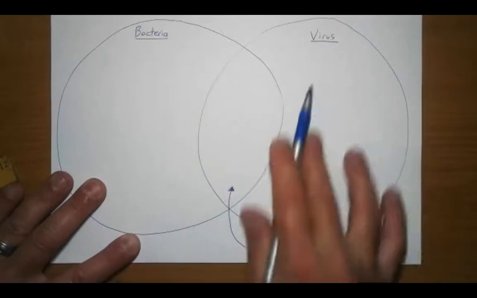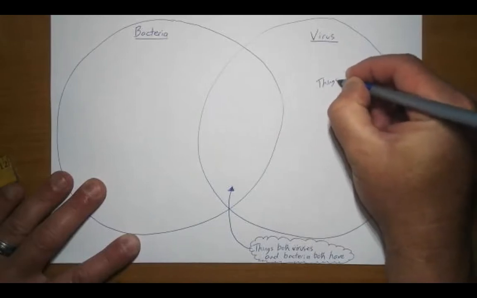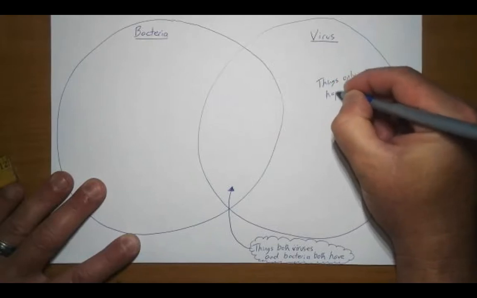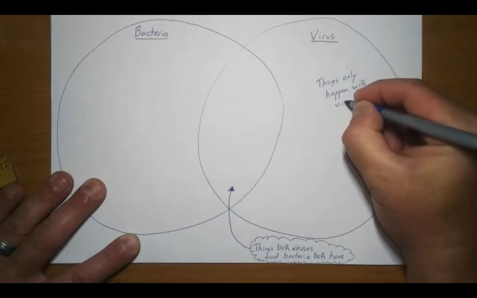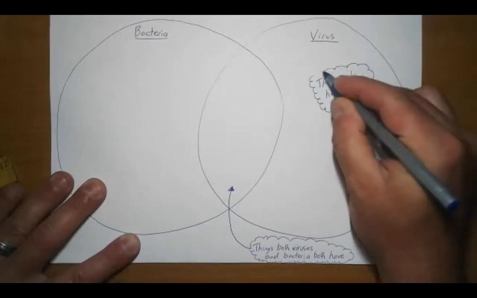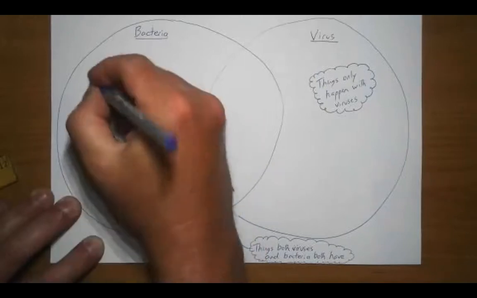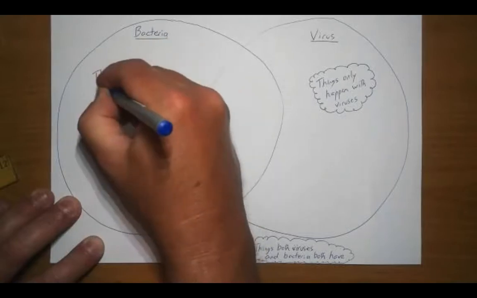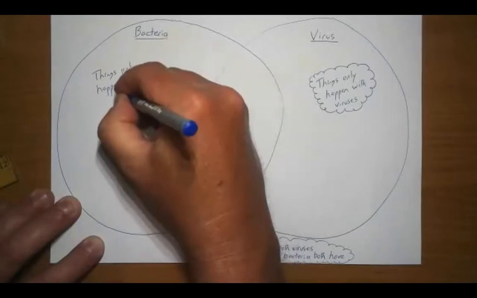If it's something that's only to a virus, that's going to go in here. So over here are things that only happen with viruses. Clouds. Okay, so then what's over here? Well, there's only bacteria here. So these are things that only happen with bacteria.